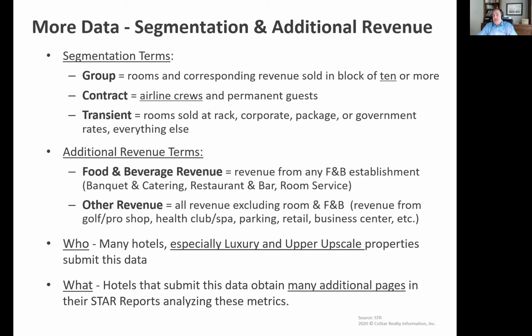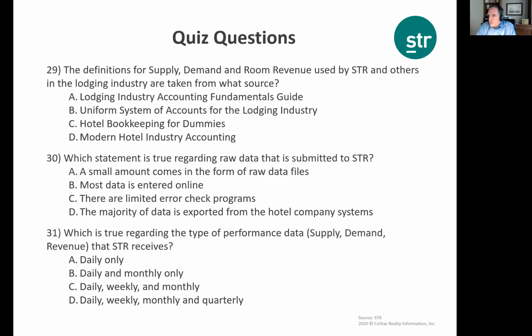Look at the question too. Many hotels submit segmentation data and additional revenue data. It's especially popular with the higher end hotels, luxury and upper upscale properties. The majority of them submit this type of data. You can see the value behind it, and I'll show you samples of this when we get into section 3. What happens when they submit this data? Hotels that submit this data will obtain additional pages in their STAR reports that will help them analyze these metrics and compare their performance to their competitors.